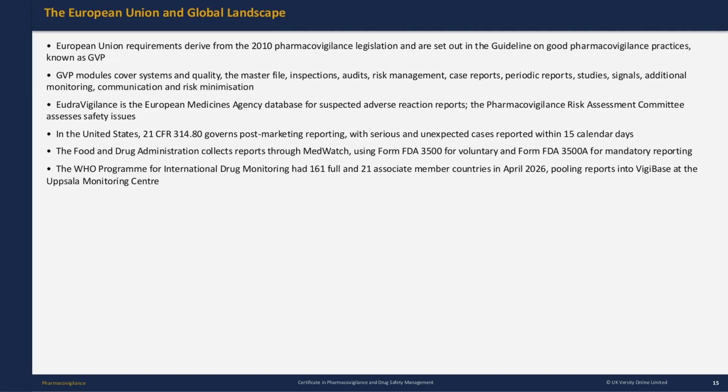EudraVigilance is the European Medicines Agency database for suspected adverse reaction reports. The Pharmacovigilance Risk Assessment Committee assesses safety issues. In the United States, 21 CFR 314.80 governs post-marketing reporting, with serious and unexpected cases reported within 15 calendar days.